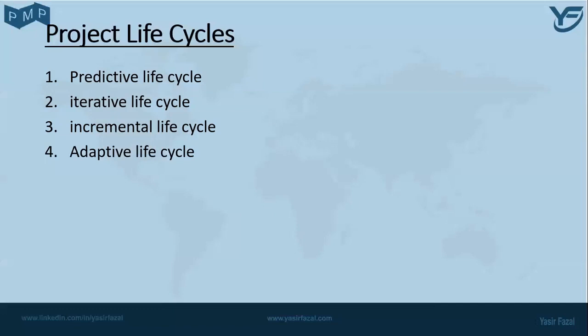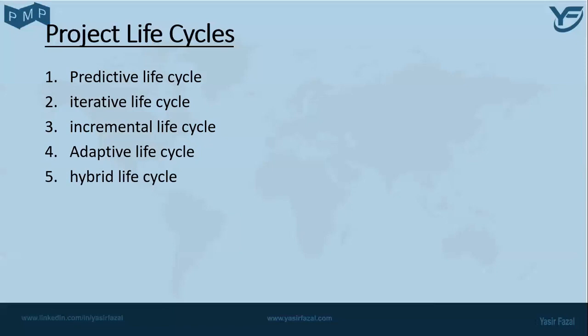So then fourth one is adaptive life cycle. Basically, these are agile, iterative, or incremental. The detailed scope is defined and approved before the start of an iteration. These life cycles are also referred to as agile or change-driven life cycles.